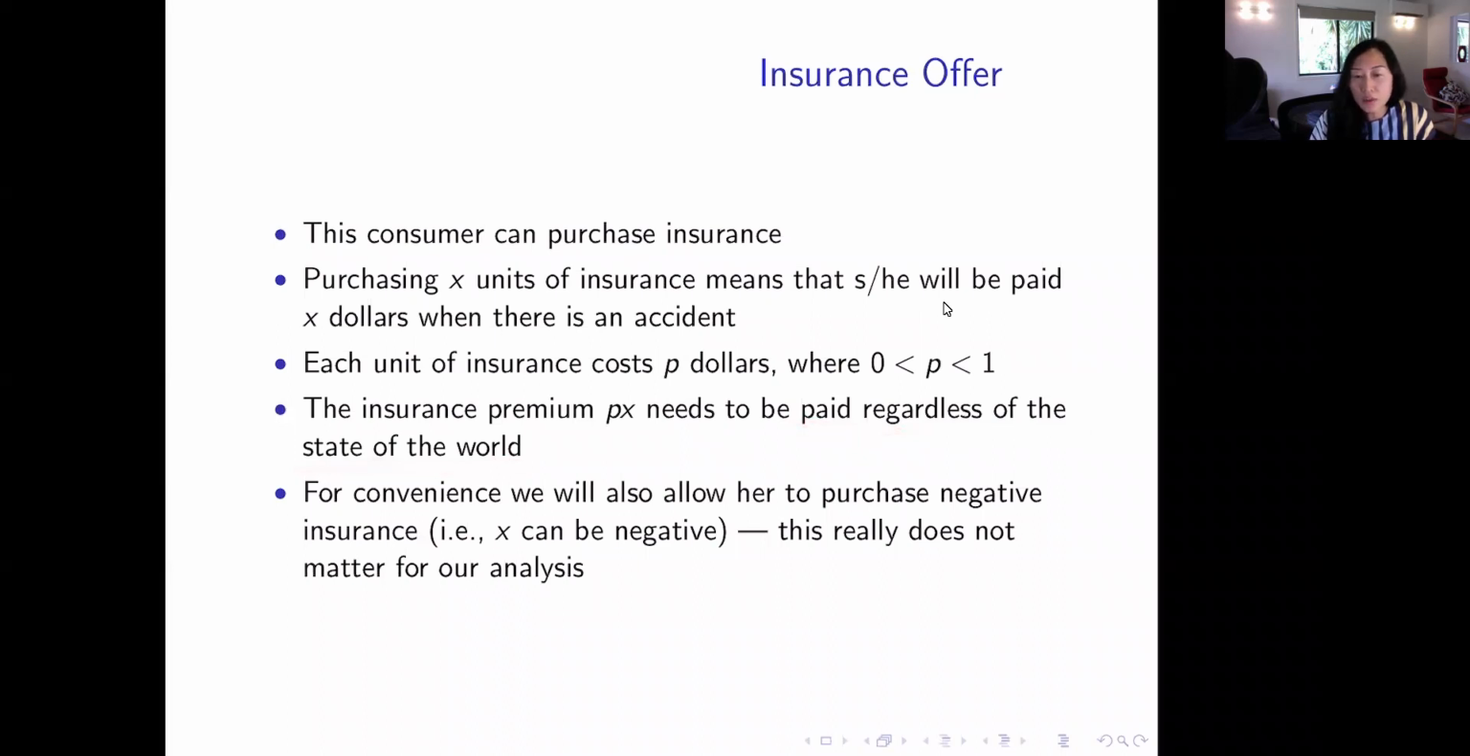For convenience, we also allow her to purchase negative insurance, where X could be a negative value, but this really does not matter for our analysis.